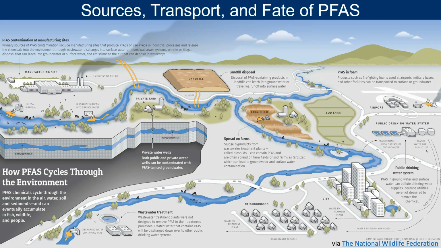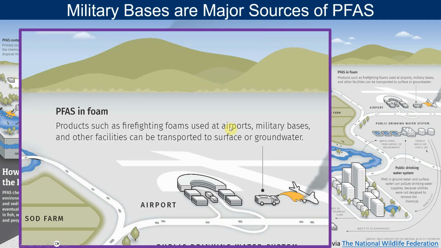Now, let's talk about the sources, transport, and fate of PFAS. So I talk about consumer products, a lot of consumer products, aqueous firefighting foam, a lot of different sources. So here's a picture of a human society, and we can zoom in on different portions of this to see how PFAS moves through the environment. So one is through firefighting foam.